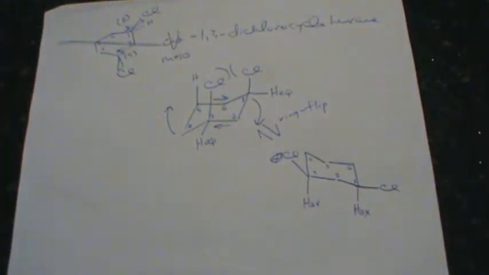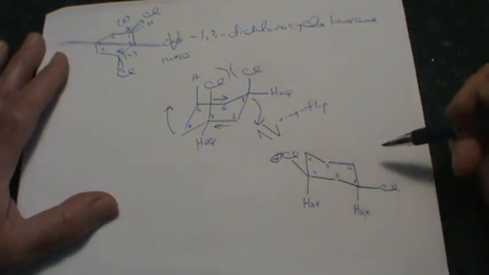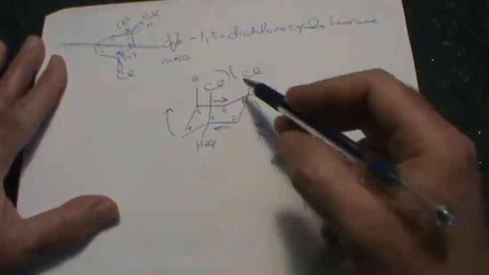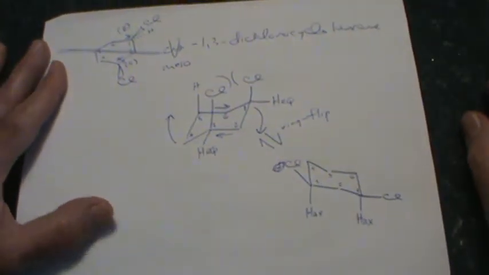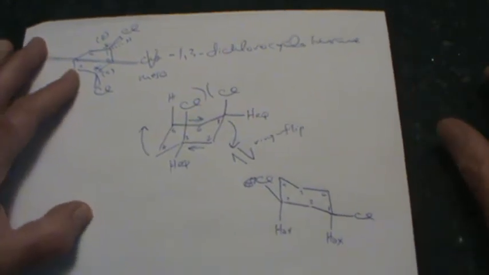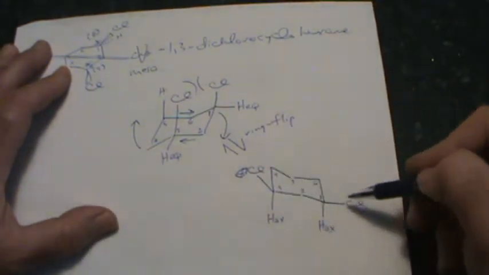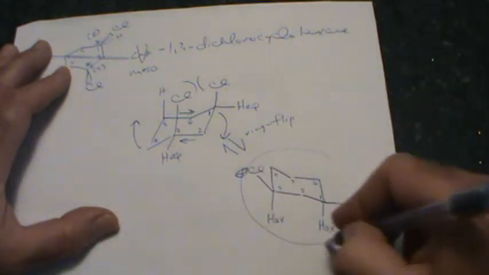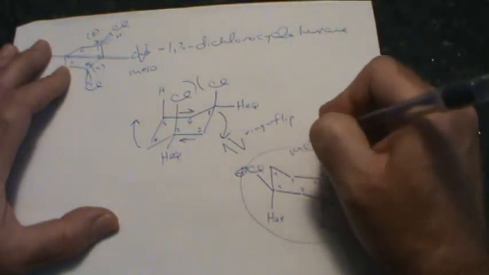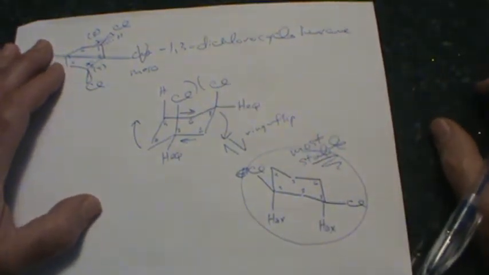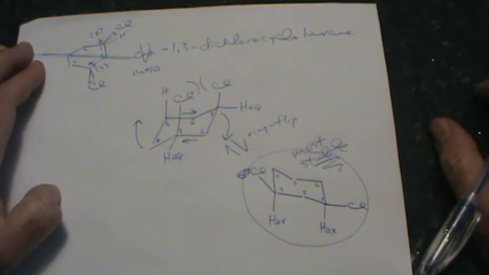Of these two chair forms, you can see that my largest groups, the non-hydrogen chlorines, are both axial in the first chair form I drew, and there are those syn-diaxial interactions which destabilize the molecule to some extent. Moving over here to the second chair form, my largest groups, my non-hydrogen groups, are all in equatorial spots, and so this is clearly better. This is the most stable, lowest energy chair form for this particular molecule.